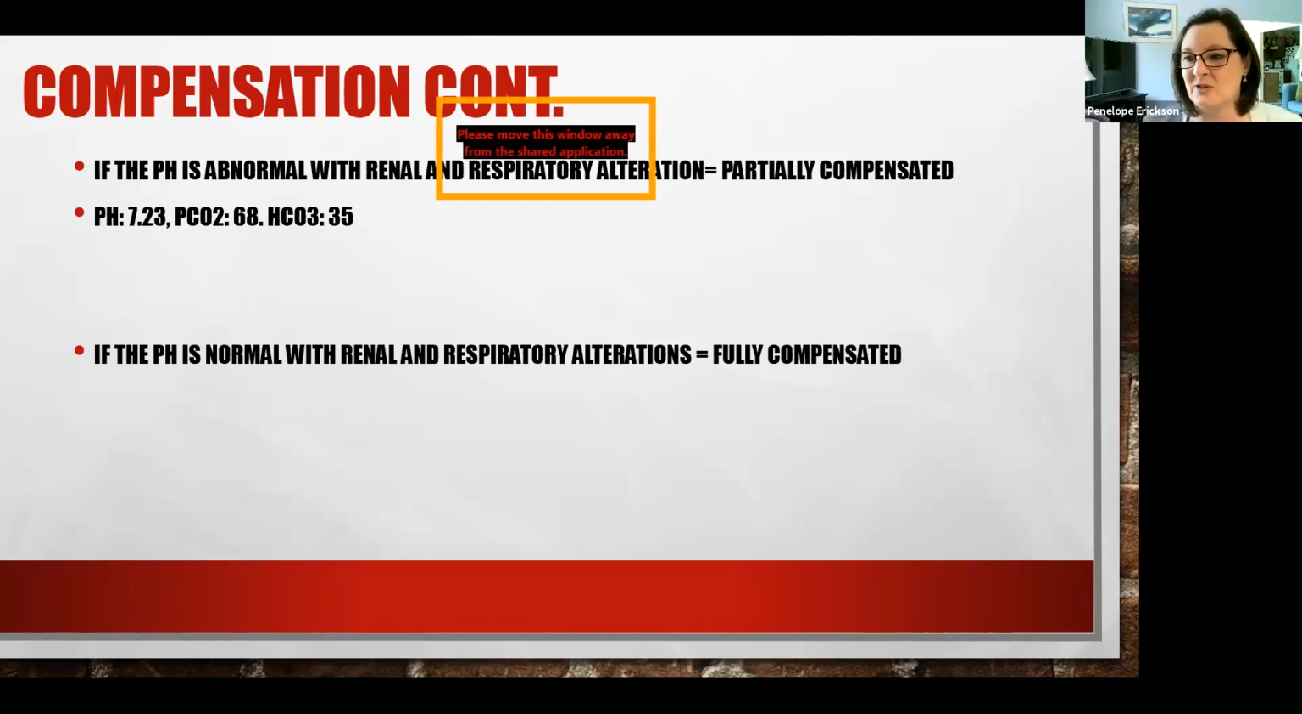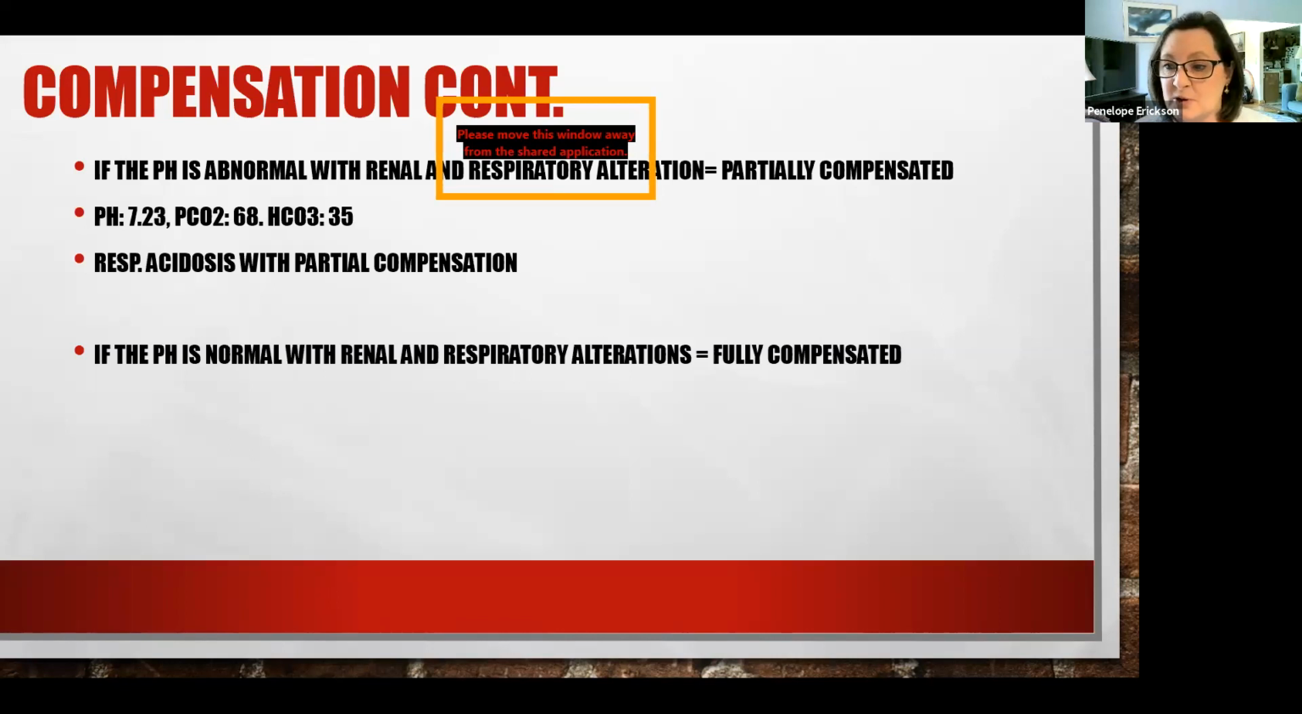We call them either good save or bad save, right? We really look for how well they're coming back in that first 24 hours. So pH 7.23, CO2 is 68. It's not good, but the bicarb is 35, right? So the kidneys are compensating. So like I said, if the kidneys weren't producing more bicarb or retaining that bicarb, that pH would have been even more acidotic, even more cell death. So they're partially compensating. So this is your respiratory acidosis with partial compensation.